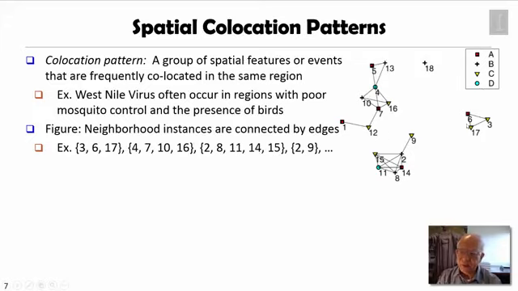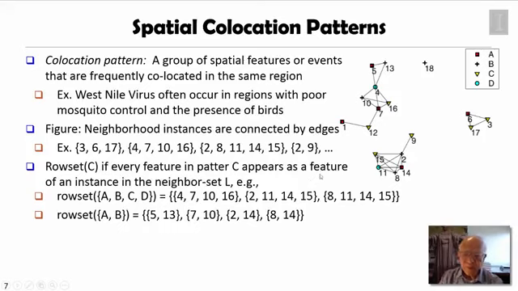For example, 3, 6, 17 are collocated. We use edges to link them together. And 4, 7, 10, 16 are collocated together. We use edges, linking them together. Like 2, 9 could be collocated, but on the other hand, 2, 14, 18, 11, and 15, these are collocated regions. Then we may be able to find the row set.